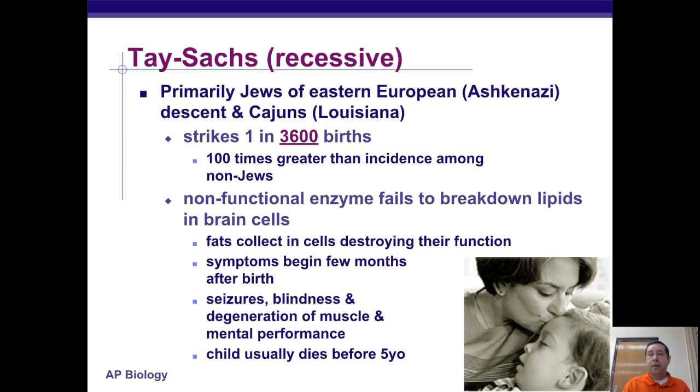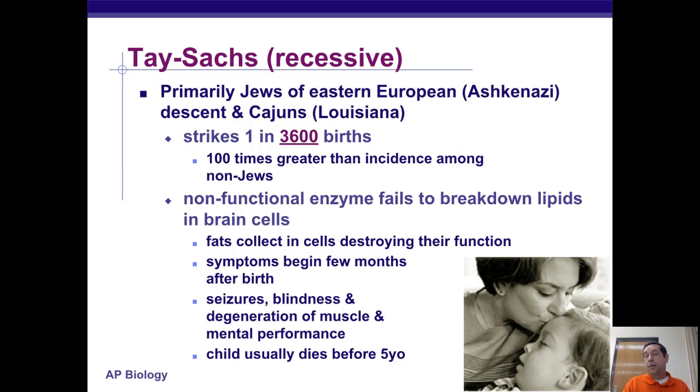Tay-Sachs is another recessive disease that affects a certain group more likely, primarily Jews of Eastern European descent and Cajuns. 1 out of every 3,500 births results in Tay-Sachs, which is a 100 times greater incidence than non-Jewish or non-Cajun groups. In this case, a lipid builds up, or fat builds up in the brain cells and destroys them because they're missing the enzyme to break down that lipid.